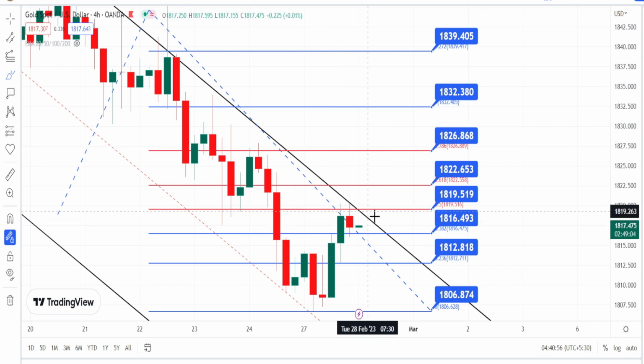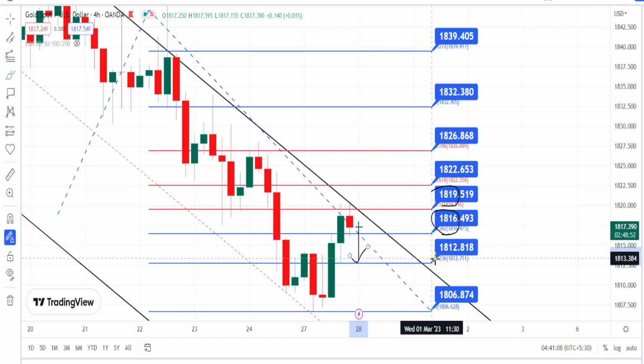So for now, we have noticed the price action to trade between the support level of 1816 and the resistance level of 1819. Once the support level is broken, we can expect a bearish side retracement to start, and the next levels of support are going to be around 1812 and 1806.